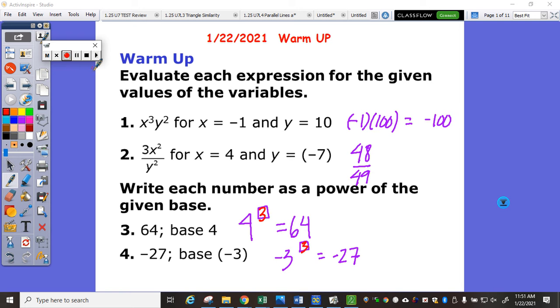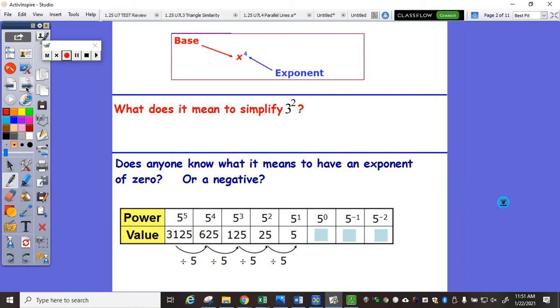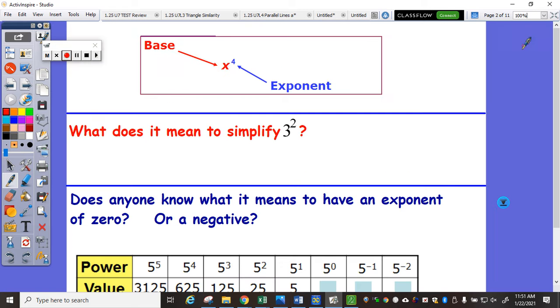We're going to get started with the new unit, Unit 7, where we'll be working with more exponents. The properties of an exponent are that you have a base and you have an exponent. So if I have a base of 3 and an exponent of 2, that means we're expanding this to 3 times 3.